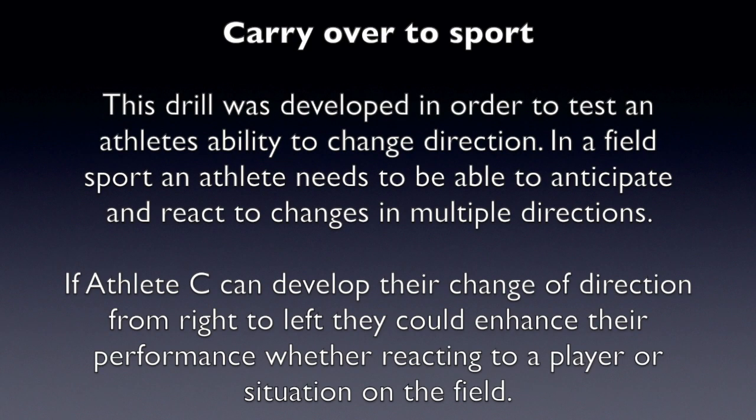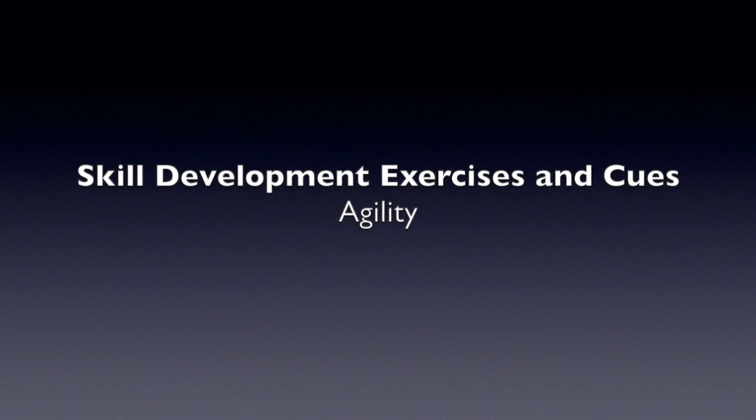In field sports, it is important to be able to react and change direction efficiently. This therefore may hinder Athlete C's ability to perform optimally in a situation which requires quick change of direction off the right leg. With practice and repetition of the skill and corrective exercises, Athlete C will develop the ability to change direction on his right hand side.